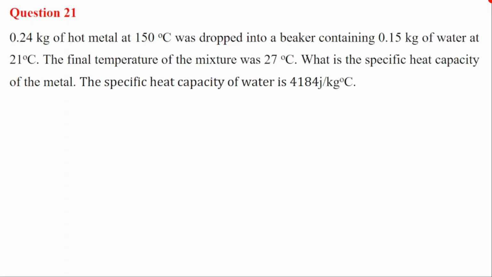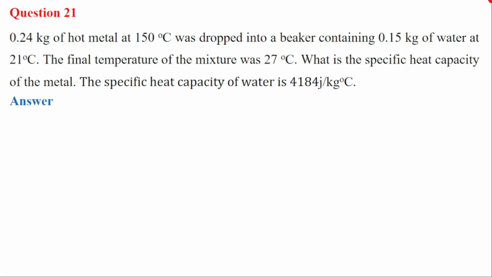Question 21 is saying 0.24 kilogram of hot metal at 150 degrees Celsius was dropped into a beaker containing 0.15 kilogram of water at 21 degrees Celsius. The final temperature of the mixture was 27 degrees Celsius. They are asking what is the specific heat capacity of the metal. The specific heat capacity of the water was given as 4,184 joule per kilogram degrees Celsius. We need to determine the specific heat capacity.